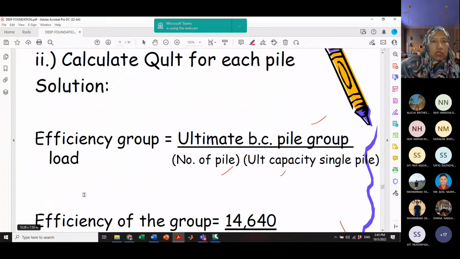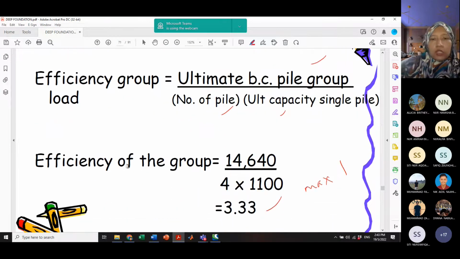Okay, next question asks what is the efficiency of the pile group. The efficiency of the pile group equals 3.33. So the ultimate bearing capacity for the pile group is 14,640 divided by 4 piles times 1,100. So we get 3.33.